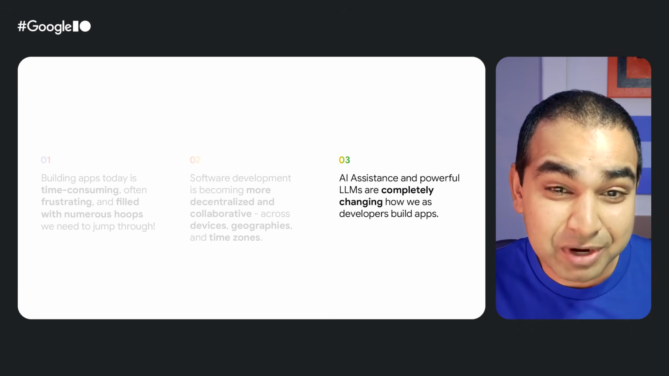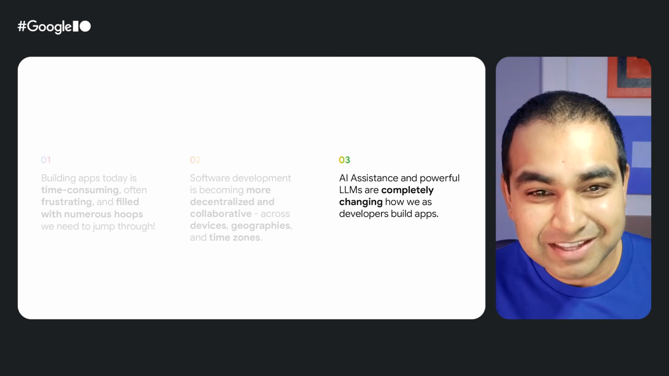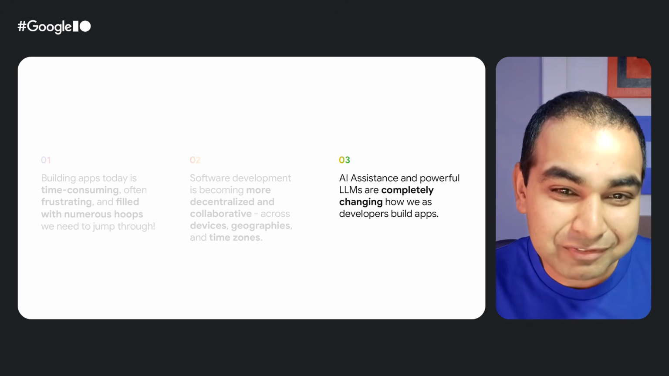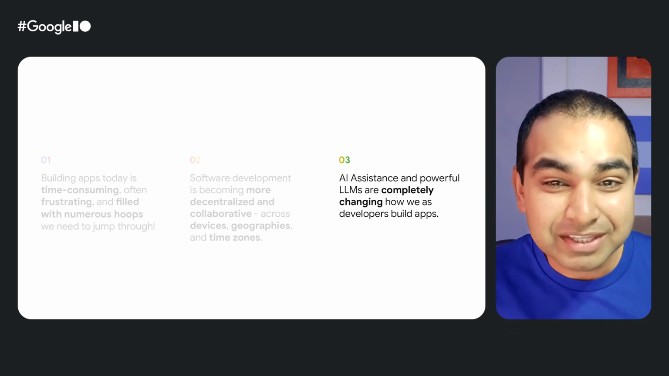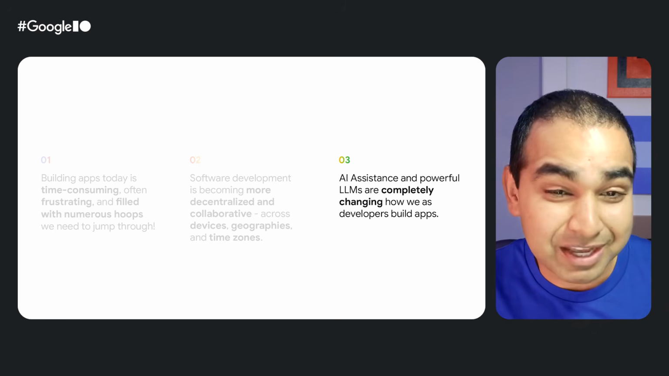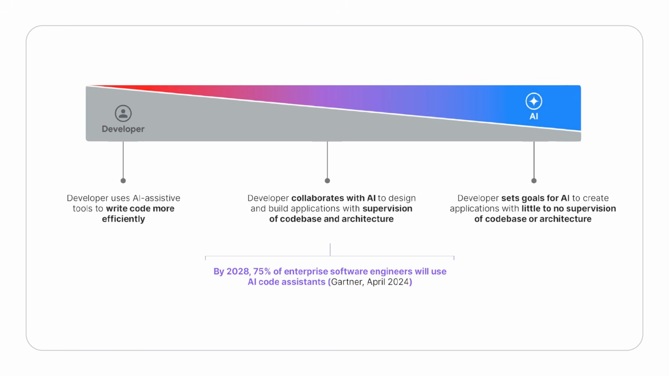Third, and one that is probably very top of mind for all of us, is the role AI assistants and powerful LLMs are playing in completely changing how we as developers build apps. This visualization really drives home the two extreme workflows you, me, and our teams are likely adopting when building apps. On one end, we have a world where we are in the driver's seat and the AI plays a purely assistive role. On the other end, we have a world where the AI is doing almost all the heavy lifting. We're playing more of a consulting role and nudging the AI into the right direction if needed.